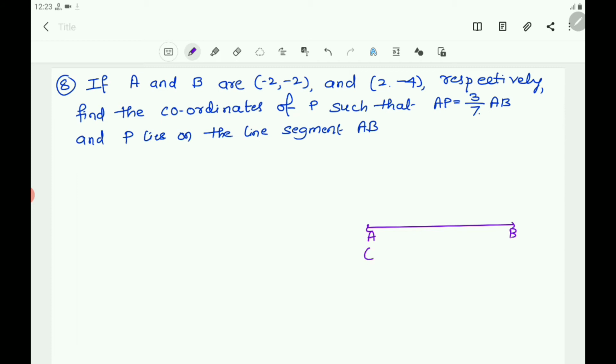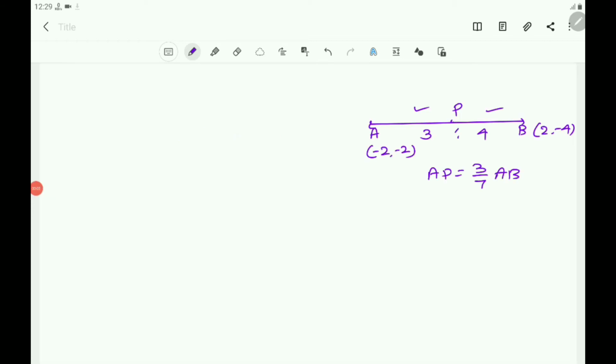A is a point with coordinates (minus 2, 2) and B is a point with coordinates (2, minus 4), and point P lies on the line AB. Let us take here P is a point, and it is given that AP equals 3 by 7 AB. Cross multiplication, you will get 7 AP equals 3 AB. Then it is 7 AP equals 3 times AB.